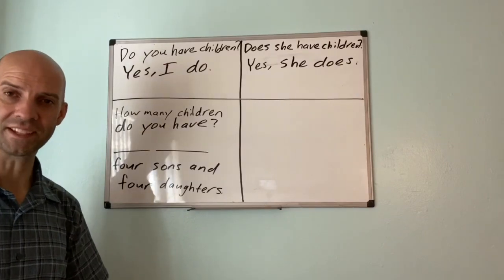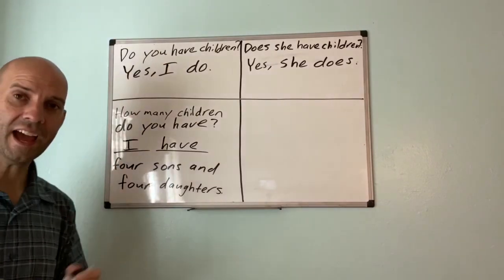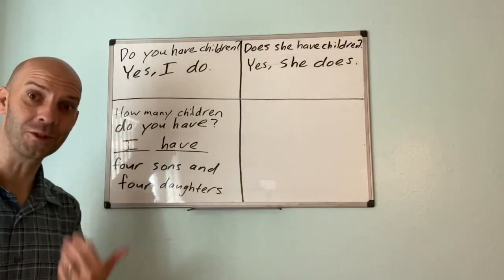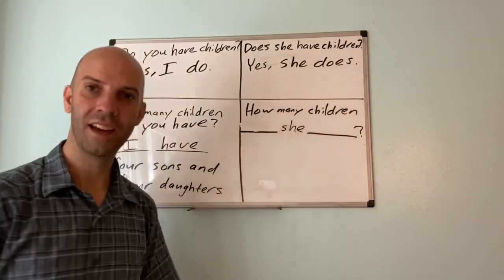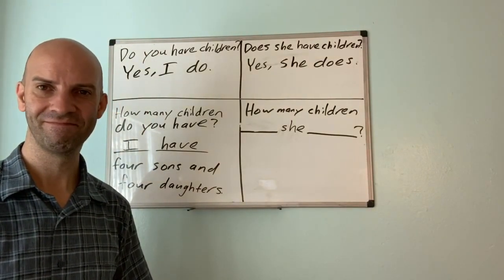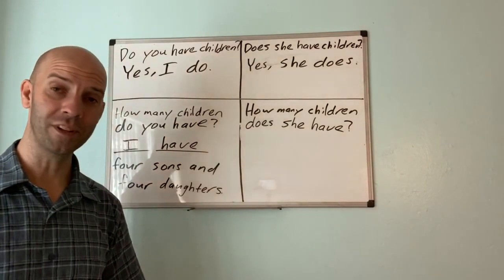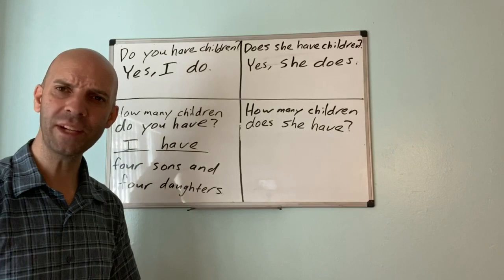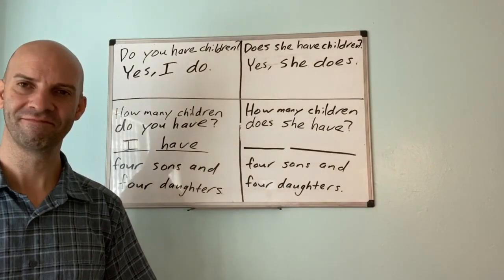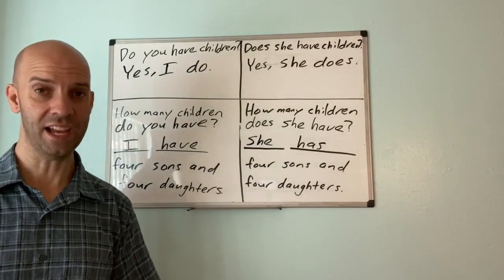Now fill in the blanks. I have 4 sons and 4 daughters. That's true. That's actually true. We have a lot of kids in our family. Now fill in the blanks. What's the correct question? How many children does she have? Fill in the blanks. She has 4 sons and 4 daughters.